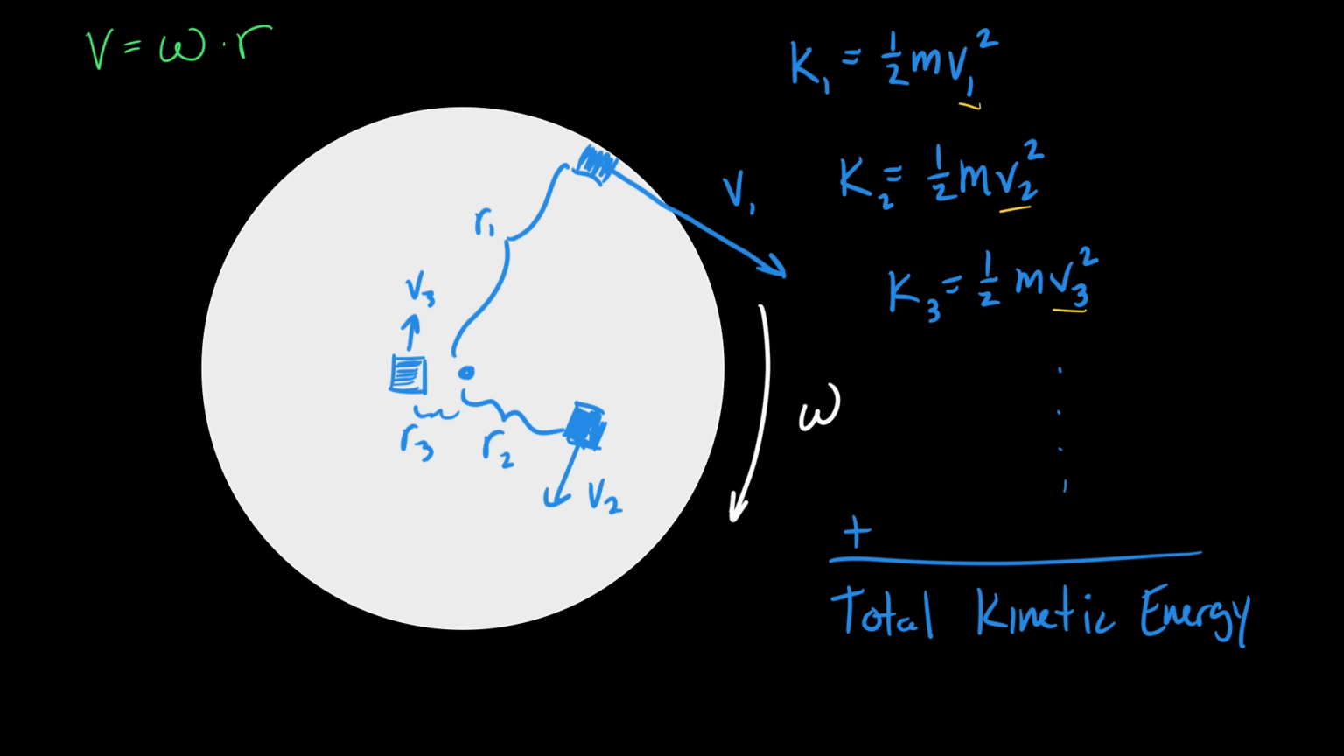The whole disk has the same angular speed. So for this one, v1 is going to equal the angular speed times r1. And for this piece, v2 would be the angular speed times r2. And for piece 3, well, the linear speed would be the angular speed times r3. Well, I can see it. What's your point? Here's my point.